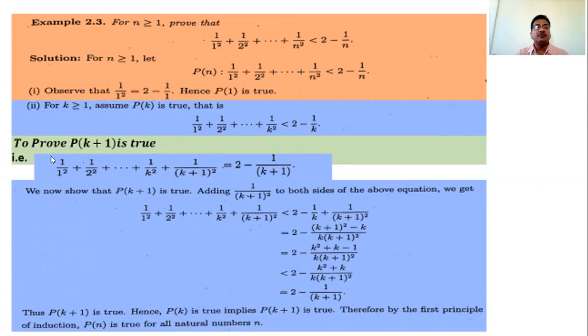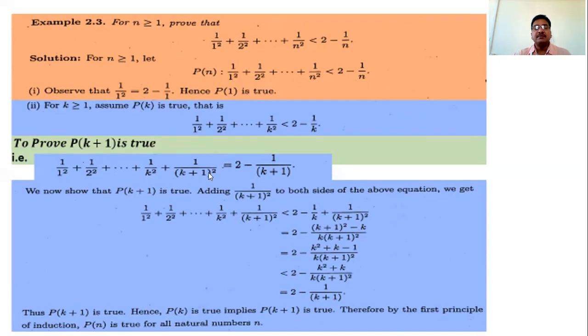And what do we have to prove? Pk+1 is true. So this is the second step: assume the result is true for n equal to k, that is Pk is true, and prove the result is true for n equal to k+1, that is Pk+1 is true. That is what we have to show. Substitute here n equal to k+1. What do we have? 1/1² + 1/2² + ... + 1/(k+1)².